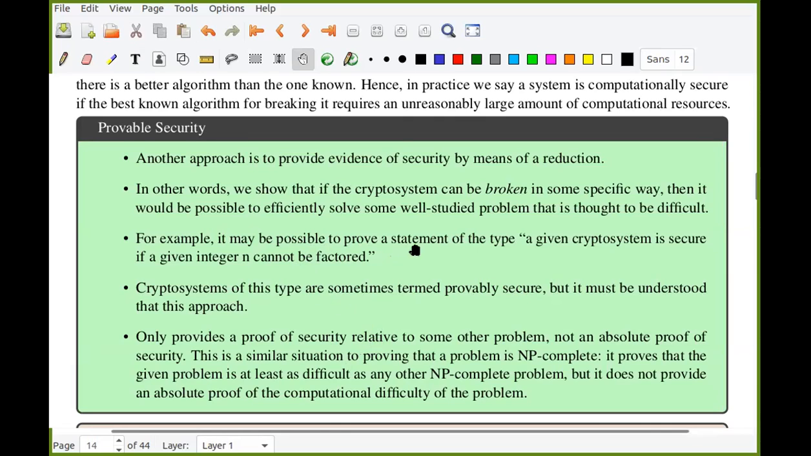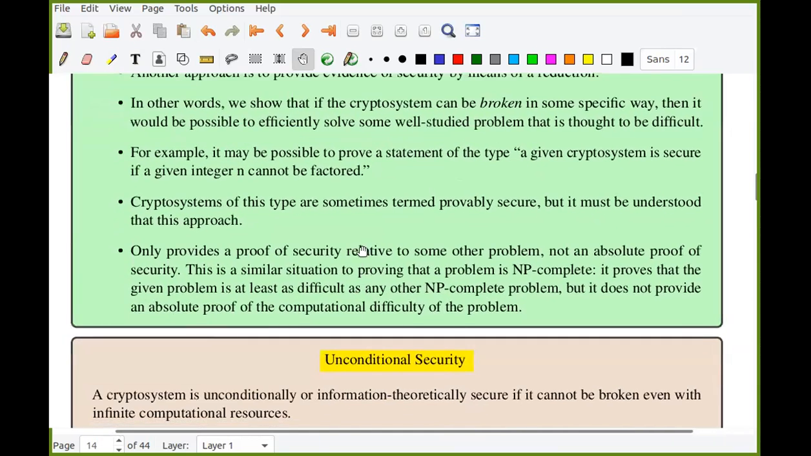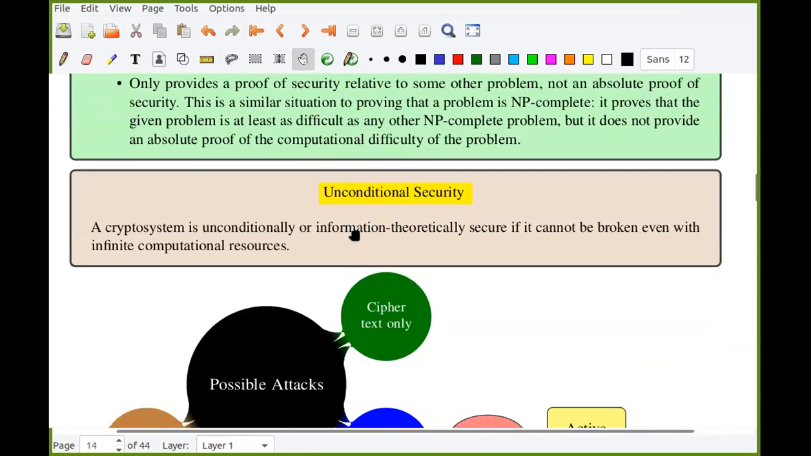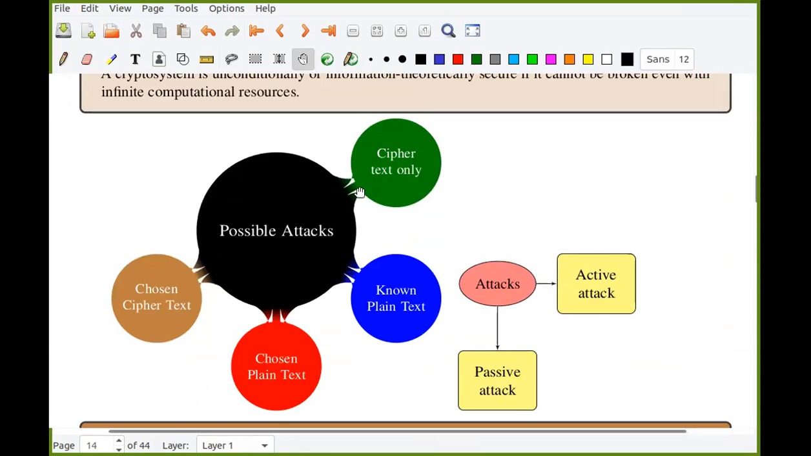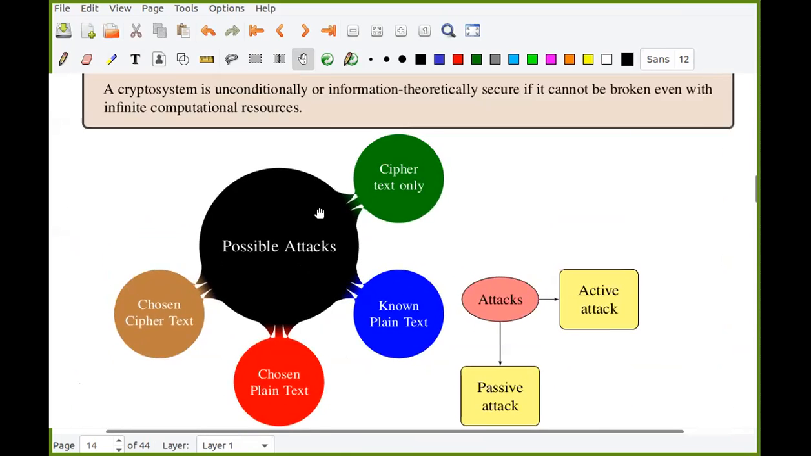For example, a given crypto system is secure if the given integer cannot be factored. And we know that given an integer, factorization is a tough problem. So my algorithm depends upon this. I can reduce my algorithm to that problem. Yeah, so these are the three securities. Now I'm going to tell you the possible attacks. Any questions till now?